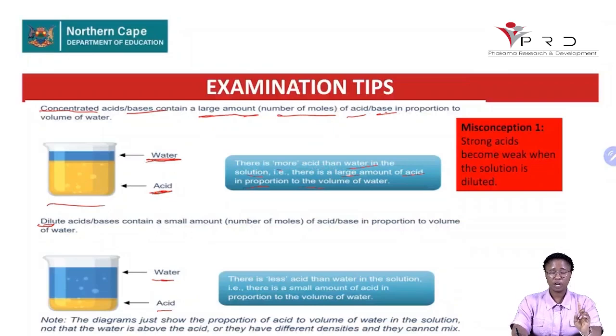This is a misconception rather. You thinking that because a strong acid is strong, it will become weak when the solution is diluted. No, remember that strong acids will remain strong acids. Whether they are concentrated strong acids or diluted strong acids, it does not change the strength of the acid. All right, so the words diluted and concentrated only mean that if you have more of the acid than the water, then it's a concentrated strong acid. A diluted strong acid will be more of the water than the acid, but that will not stop the fact that the acid is strong. I hope you understand that.